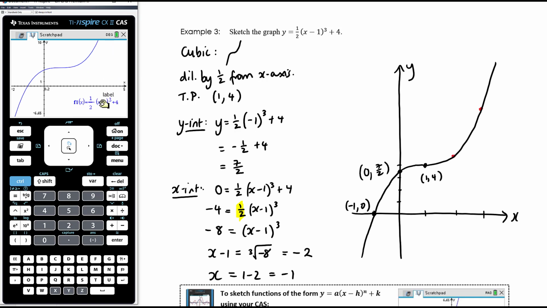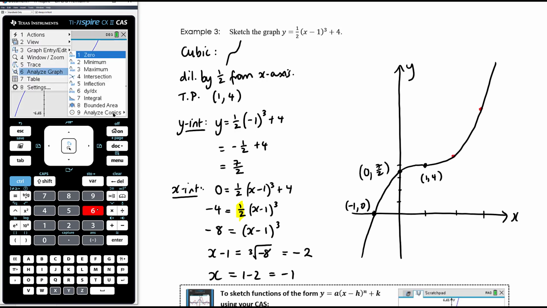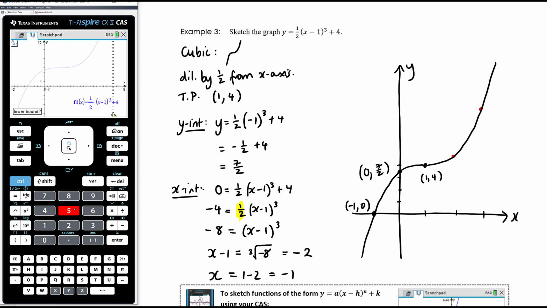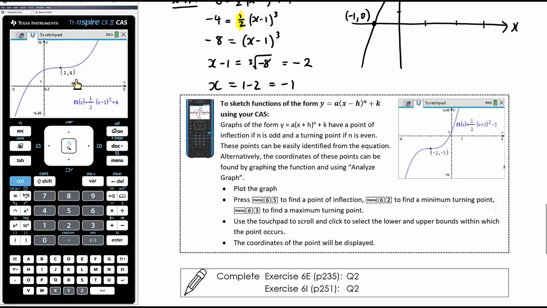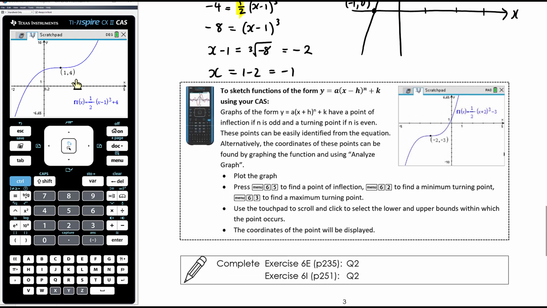Obviously in this format it's easy to see where the point of inflection is from the equation, but menu 6 for analyze graph and 5 for inflection will find the coordinates of that point of inflection for you at 1, 4. So just given that's a new graph shape, just something to be aware of. Okay, some practice in exercises 6E and 6I.